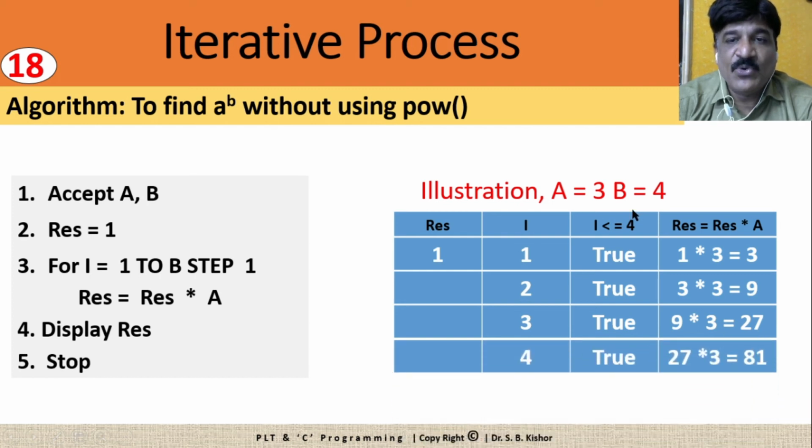Then the value of i becomes 4. 4 is less than or equal to 4, condition is still true. So previous result multiplied by 3. So it becomes what?